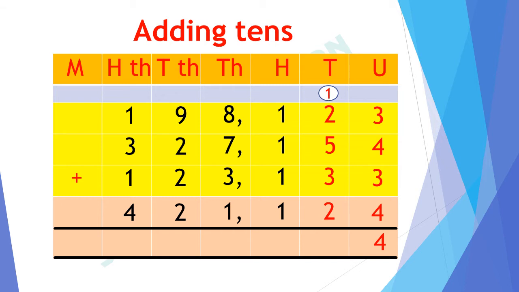Now we will move towards tens. In the tens column there is 1, 2. In 1 we will add 2. We get 3. In 3 we will add 5. We get 8. In 8 we will add 3. We get 11. In 11 we will add 2 and we get 13. We will write 3 in tens column and we will carry forward 1 to hundreds.